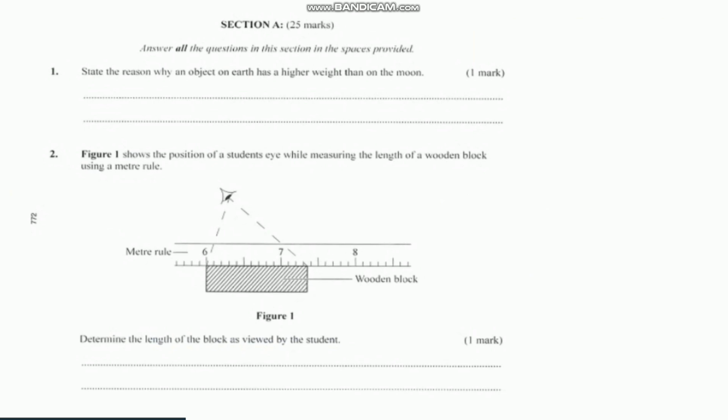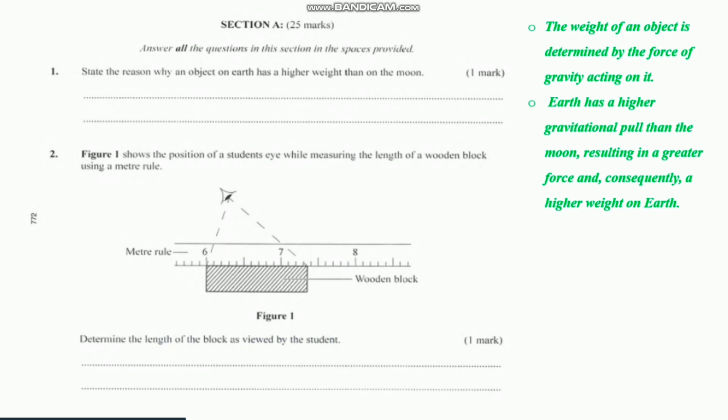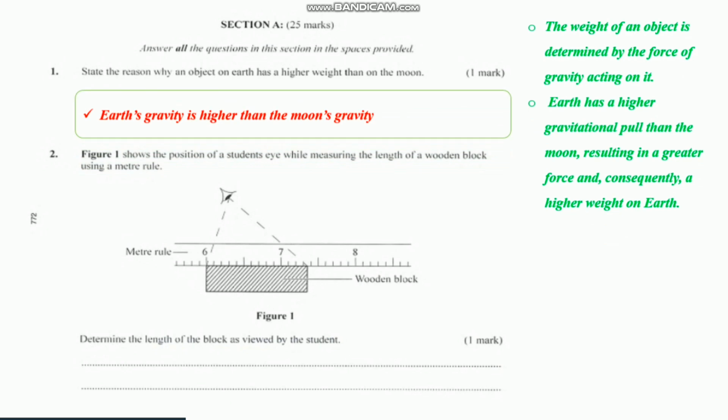The first question reads, state the reasons why an object on Earth has a higher weight than an object on the Moon. Now let us look at the basic foundation of how we are going to handle this question. The weight of an object is determined by the force of gravity acting on it. Earth has a higher gravitational pull than the Moon, resulting in a greater force and consequently a higher weight on Earth. Therefore, the simplest answer to this question is that the Earth's gravity is higher than the Moon's gravity.